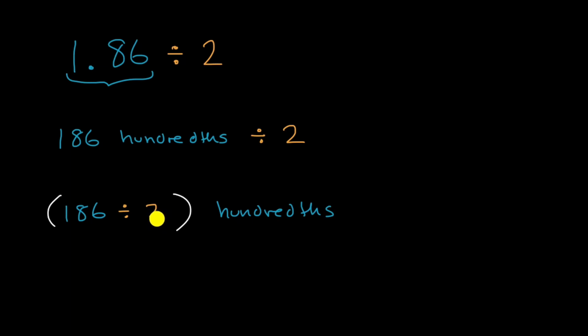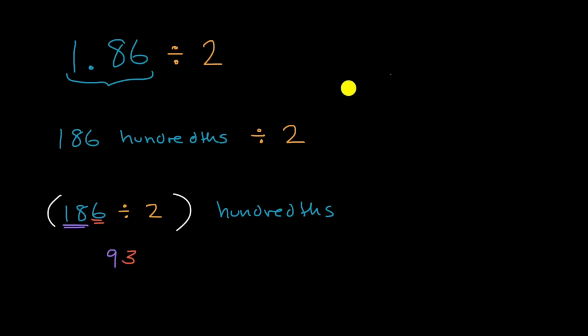Some of you might be able to do it in your head. Some of you might want to use some paper. The way I like to think about it is, if I were to take the 6 ones and divide it by 2, that's going to be 3 ones. And then if I were to take the 18 tens and divide it by 2, that's going to be 9 tens. So that gets us to 93.